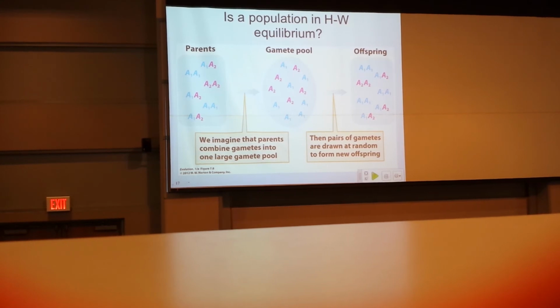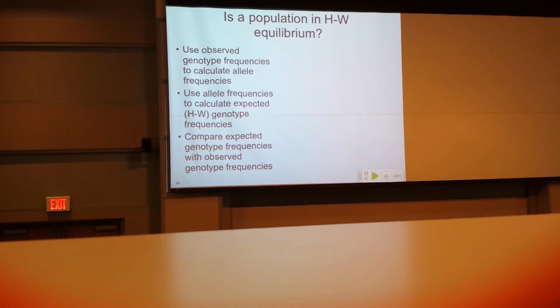So how do we do this in practice? We use the observed genotype frequencies to calculate the allele frequencies. We then use these allele frequencies to calculate the expected Hardy-Weinberg frequencies in the next generation. And then we can simply compare what we calculated as expected with the observed frequencies in the population. We're going to work through this, so you might want to get out a pencil and paper if you don't have them already.